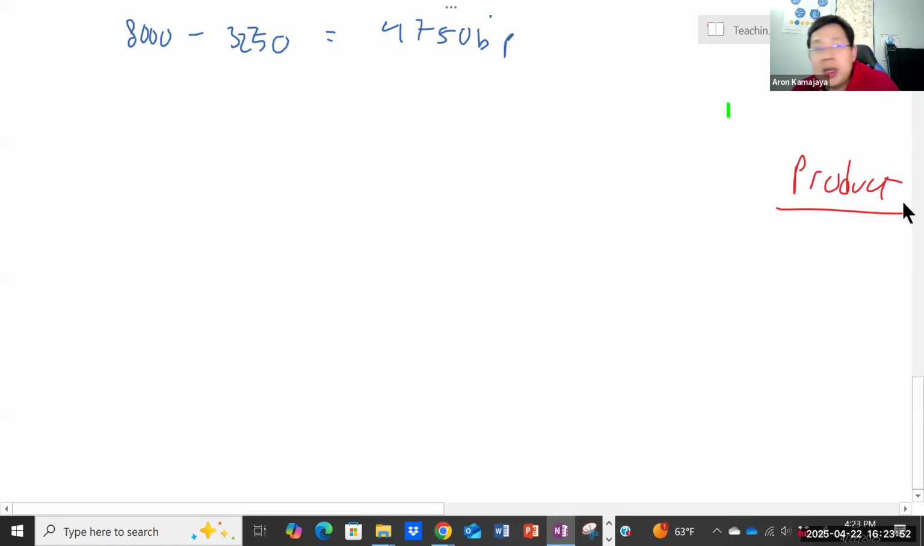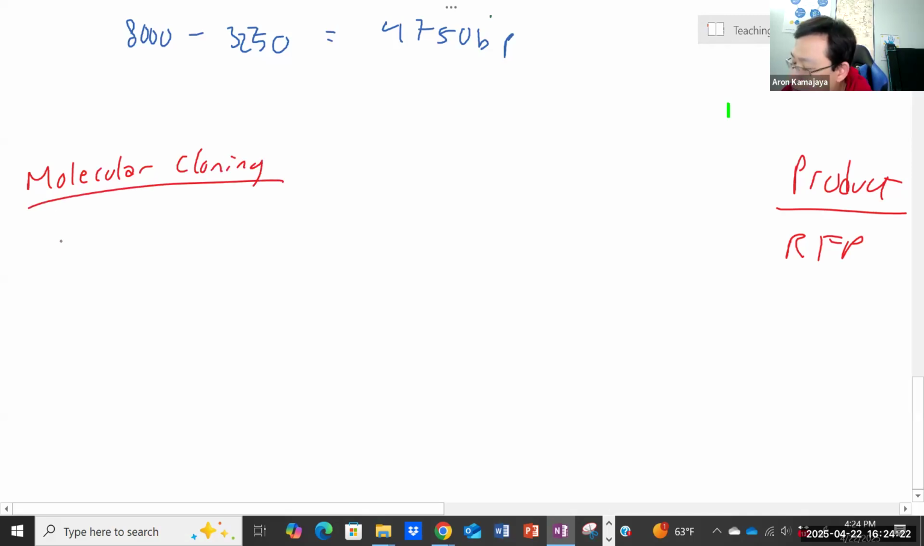The product that we try to make, at least in this class here in Biotech 2, is the red fluorescent protein. So your product is red fluorescent protein, right? In order to get to the product, first what you need to do in this series is to perform molecular cloning.